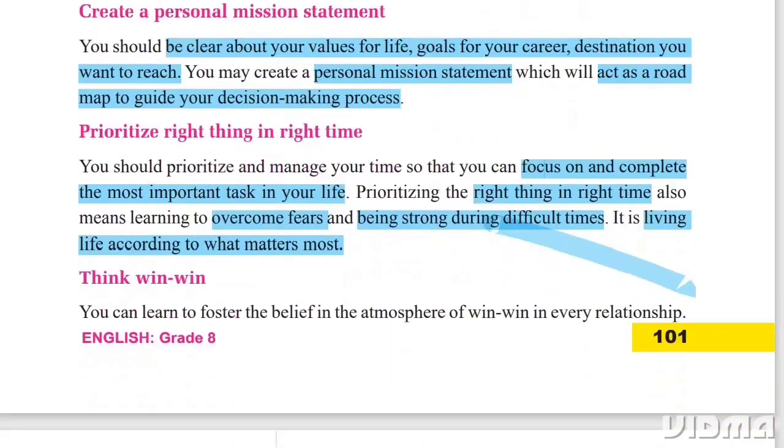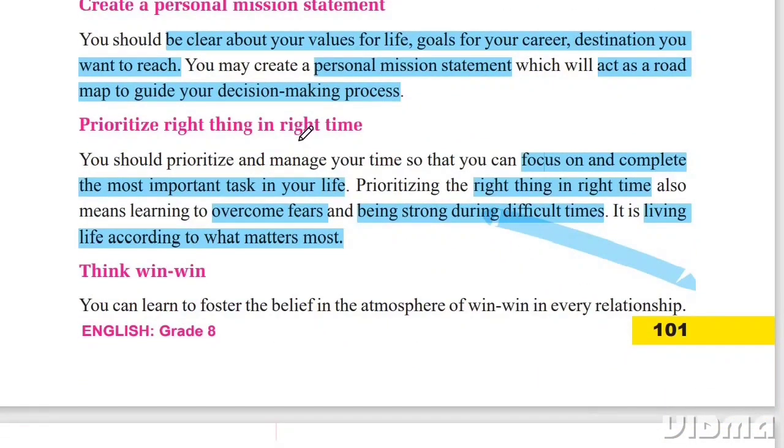Next, prioritize the right thing at the right time. That means doing the most important thing first and the less important thing later. And prioritizing the right thing at the right time means overcoming fears as well, being strong during difficult times, and living life according to what matters most.